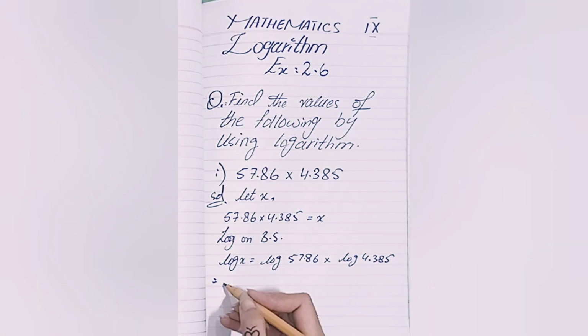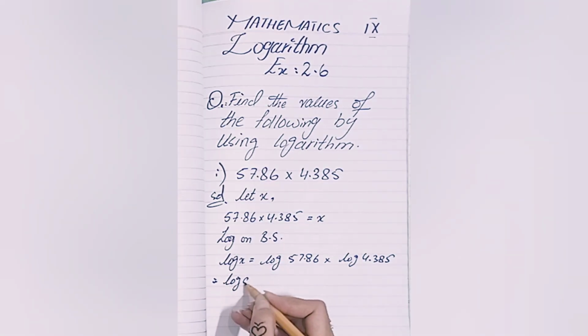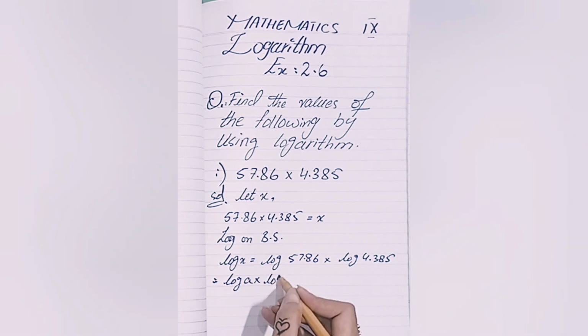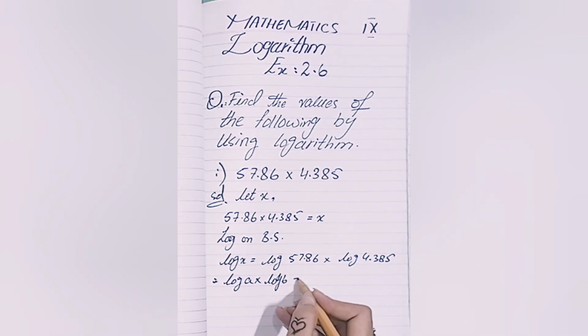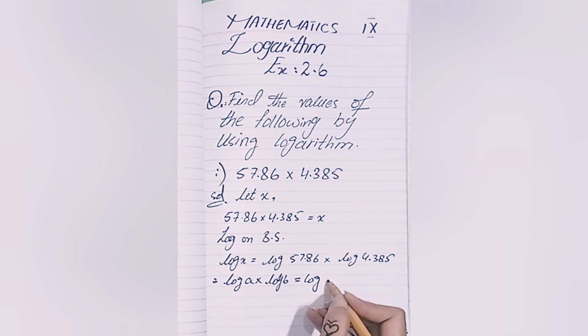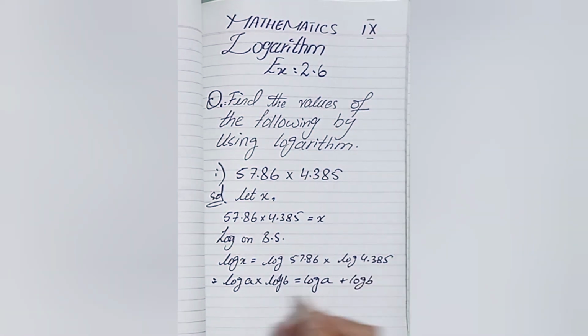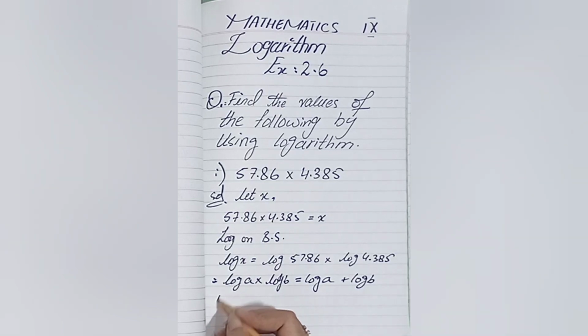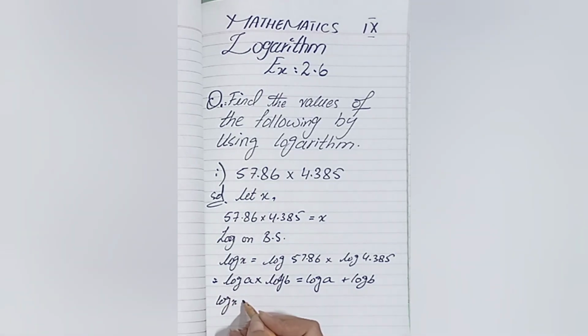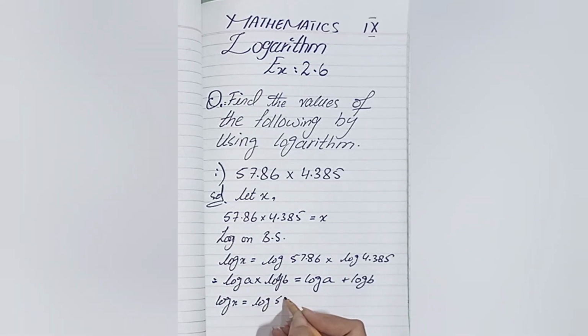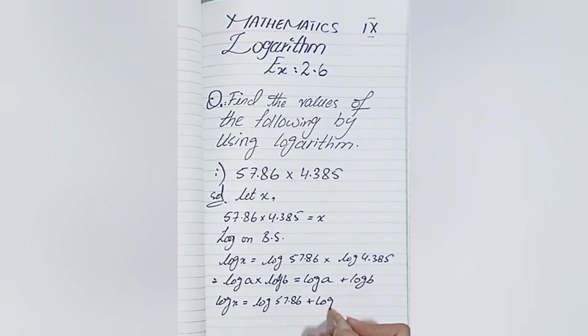4.385. Log a multiplied by log b is equal to log a plus log b. So it will become log x is equal to log 57.86 plus log 4.385.